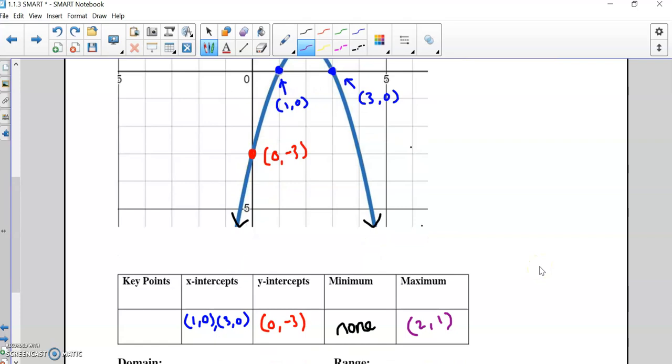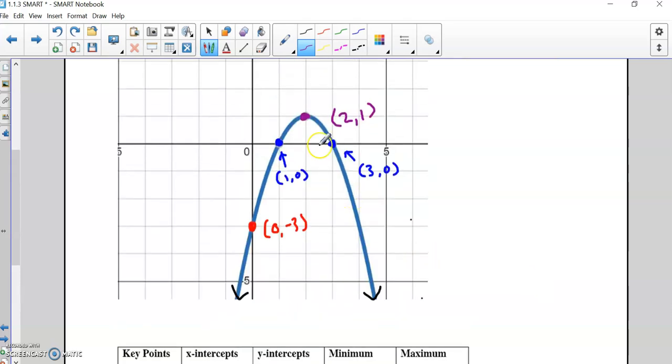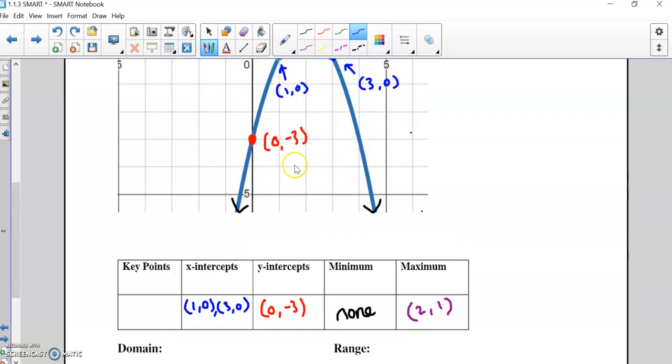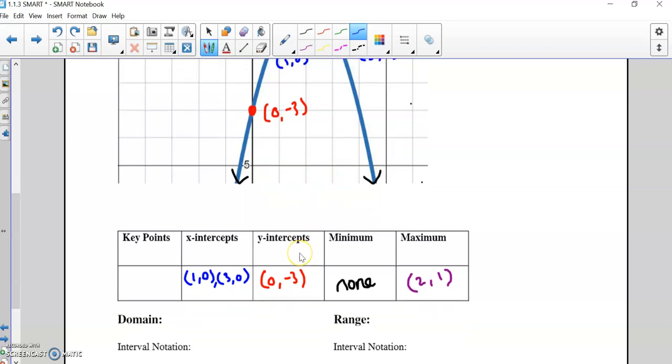And typically on parabolas, the vertex is always going to be either the minimum or the maximum, depending on if it's upside down or not. All right, so now for domain and range. Now, with a parabola, notice how this left side's pointing to the left, this side's pointing to the right, and it's going to go on forever and ever. So that means that it'll keep going on in both directions forever.